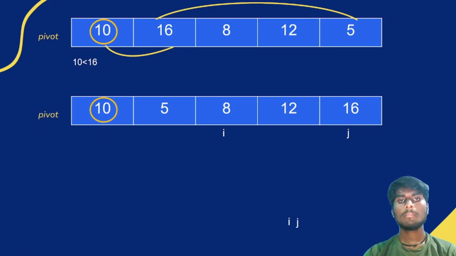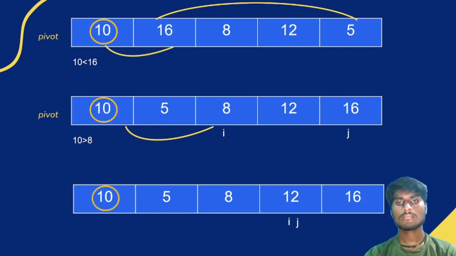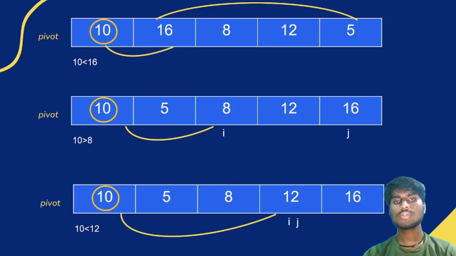And then compare the pivot element with the next element. It's 8. 8 is less than 10, so keep it as it is. Then start comparing with the other terms. The next term after 8 is 12. Just compare 12 with the pivot element. 12 is more than 10, so we need to swap the number with the last item. But we have already swapped.